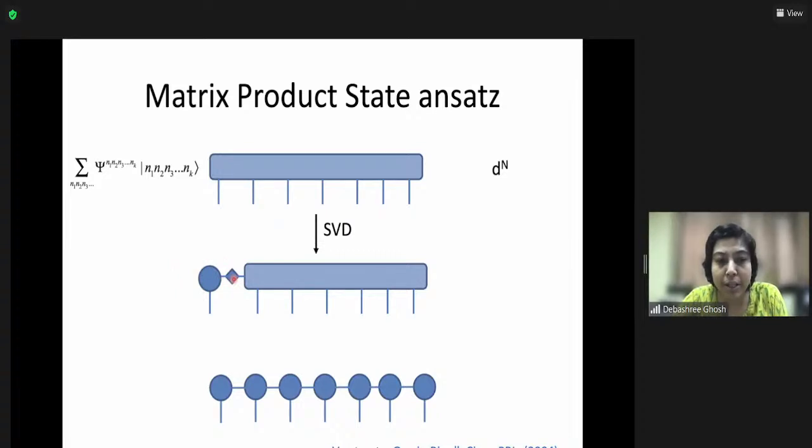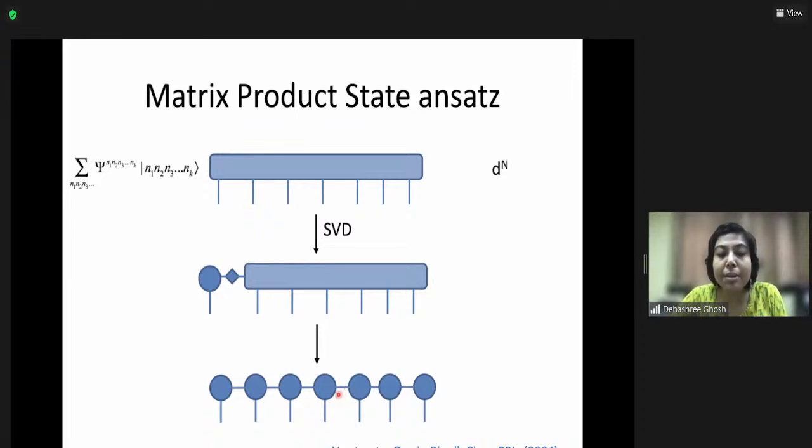This is a diagonal matrix with 2 legs. This is a matrix, and this is a tensor which has a fewer dimension than the previous tensor. And therefore, if I keep doing these singular value decompositions over and over again, I can finally arrive at this matrix product state ansatz. So now I have a matrix times a tensor times a tensor times a tensor, and so on, and finally a matrix.